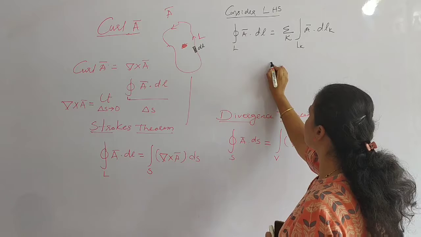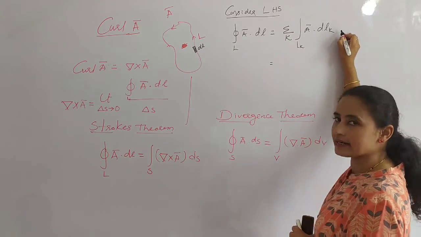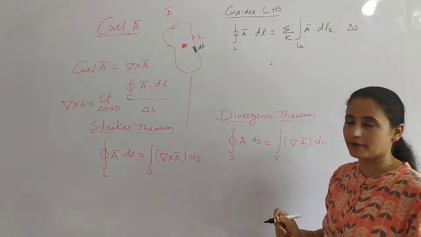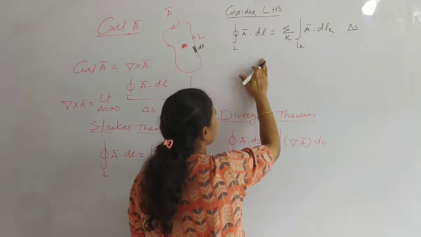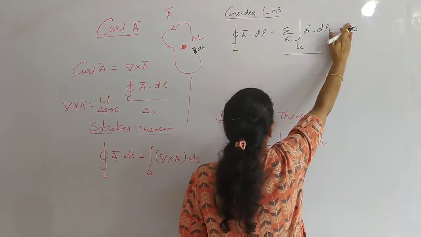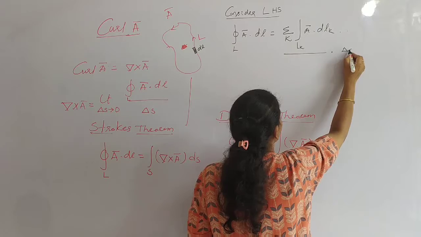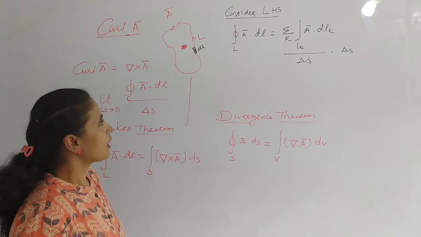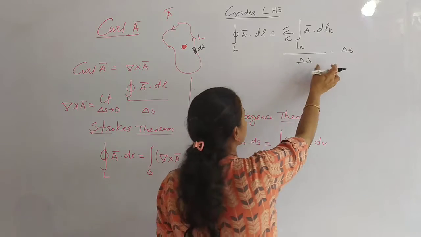Okay, so what do we do? Let us multiply and divide with delta s, which means unit surface. I will multiply this with the unit surface and also divide with the unit surface. Now it has two parts: this is one thing and this is the second thing.